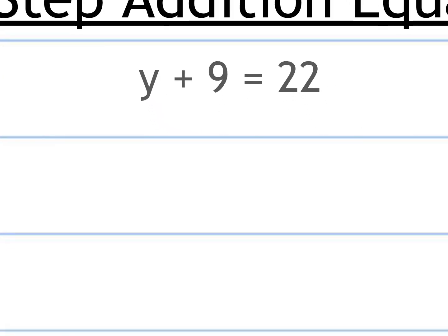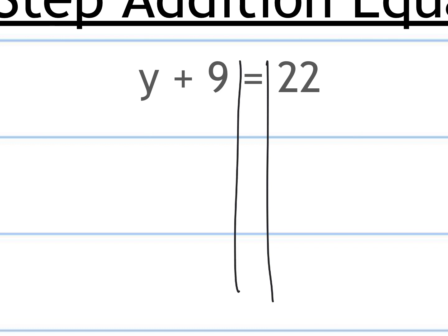Y plus 9 equals 22. Write this down. We do our train tracks to separate both sides. I can see that y is being added to 9. The opposite of adding is subtracting, so I'm going to subtract 9. I'm going to keep it super organized.